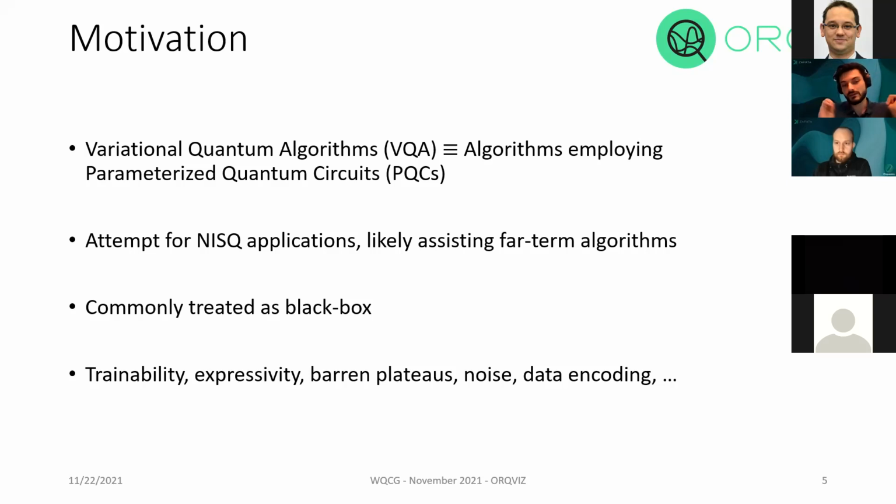Otherwise, we can't play around with 5 or 10 qubits and hope that with 60, 80, 100,000, let's say logical qubits, it would work. We have no evidence that this should work. So what we need to do is not treat VQAs as black boxes, and we have to start now.